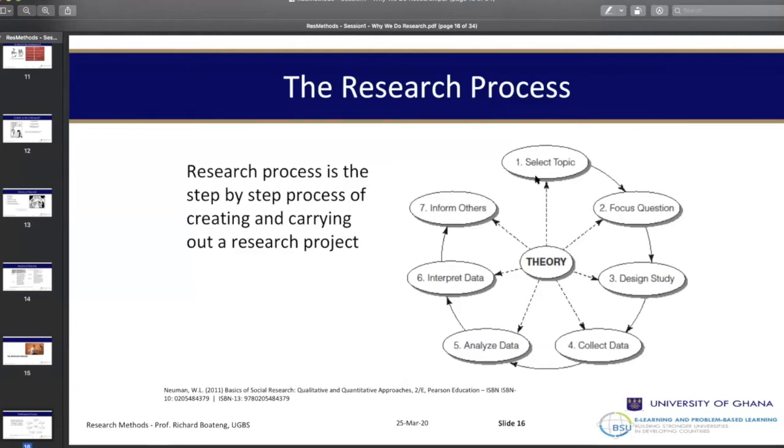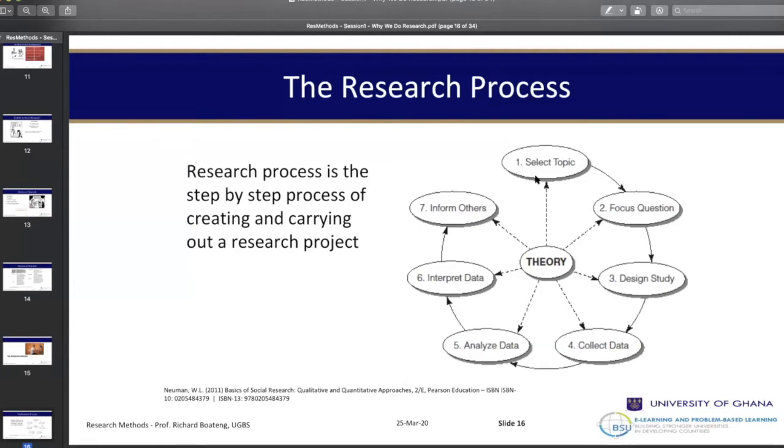If you look at it, this is cyclical. It has the flexibility of going forward and coming back. So somebody's question can change and come back and change the topic. Designing the study means coming up with the decisions of how you're going to collect your data, where you're going to collect it, how you're going to analyze it, and how you're going to interpret it.